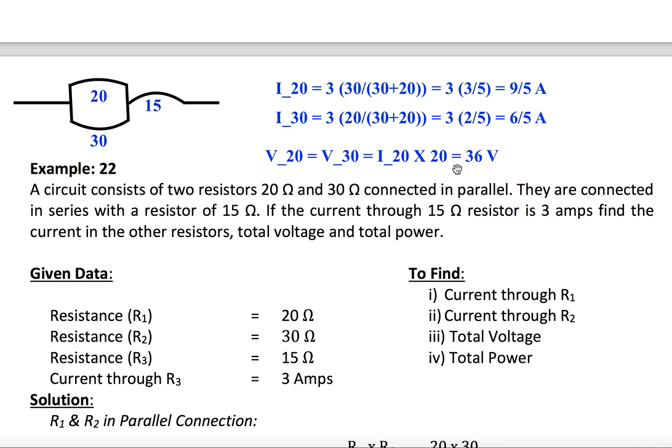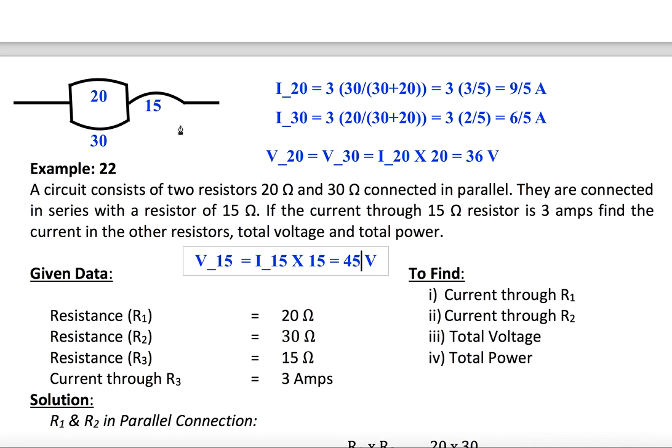Okay, what about V15? What is this V15? You can ask me. Voltage across 15 ohms. V15 is equal to I15 into 15. Okay, what is I15? 3. 3 into 15 is how much? 45 volts.